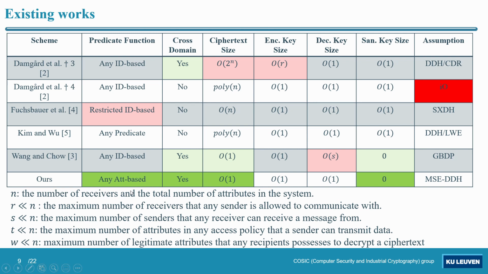In this work, we make the predicate function more general. Instead of having the identity of the users as the input for the predicate function, we use attribute-based predicate functions. As you can see, our construction can also be a cross-domain access control encryption, and the size of the ciphertext is constant. Likewise, in the Wang and Chow construction, the sanitizer in our scheme needs no key, and we call it a keyless ACE construction.